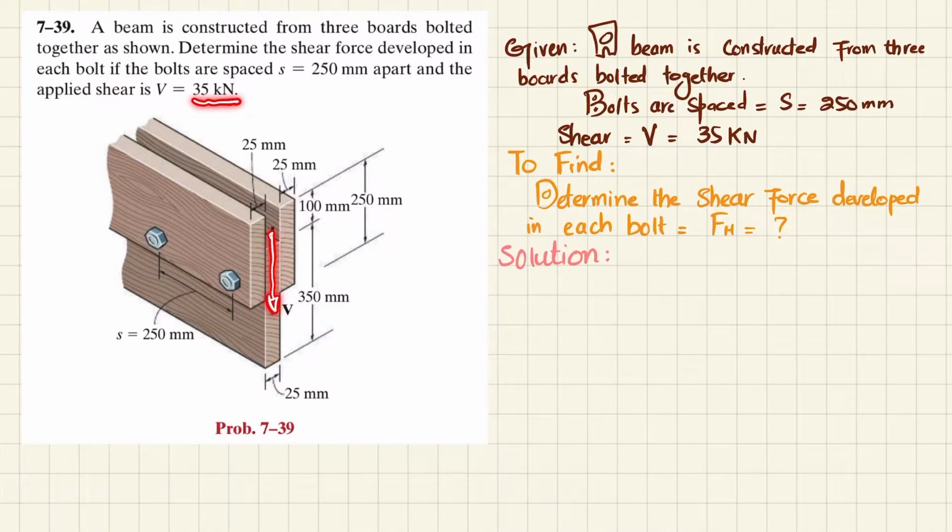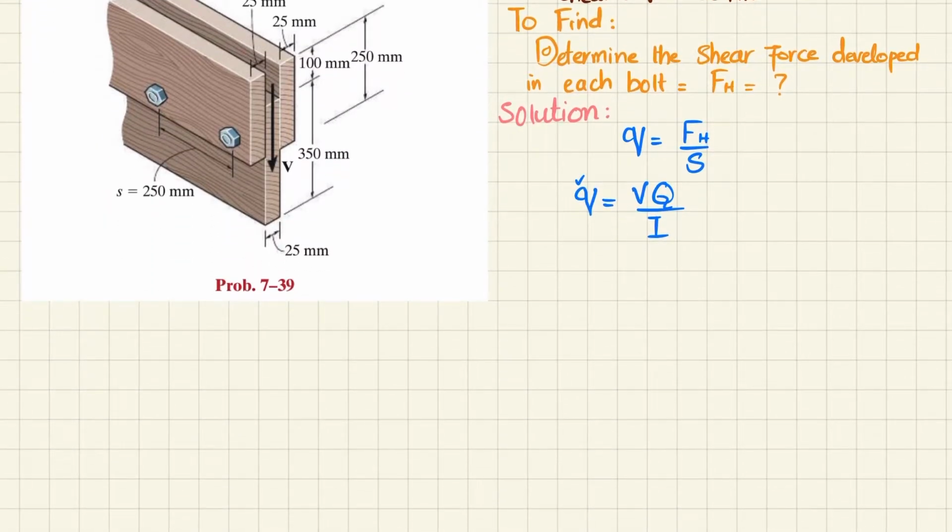So what we have to find is the shear force developed in each bolt, which is the horizontal shear force. So let's start with the solution. We know that shear flow is equal to horizontal shear force per unit length. Clear? So we will find this q. We also know that q is equal to V into Q divided by I. So first we will find this horizontal q, small q, which is shear flow.